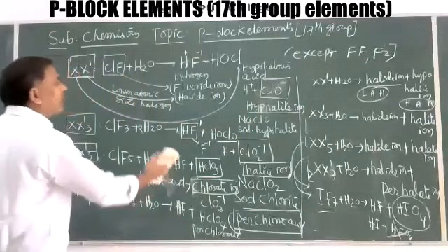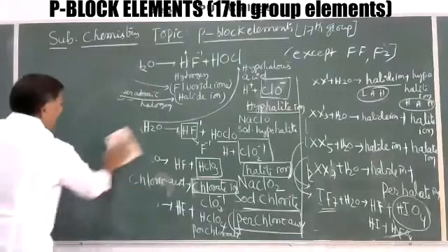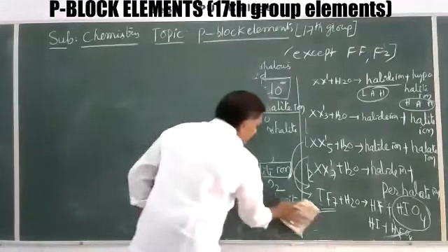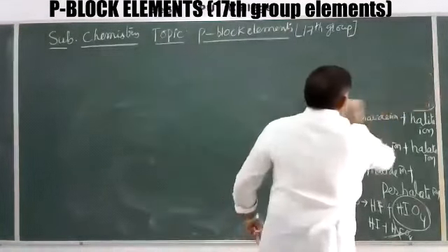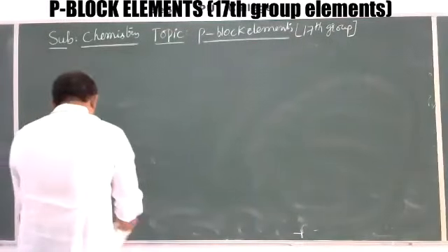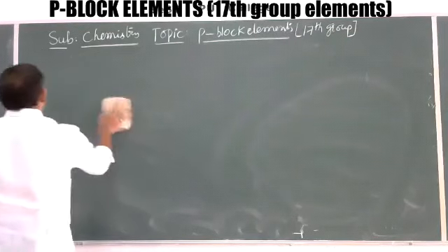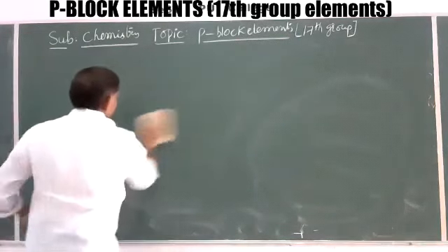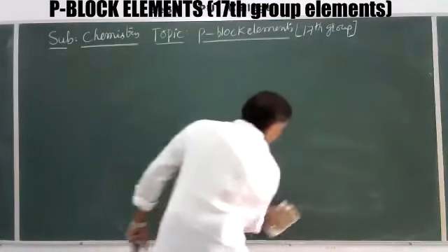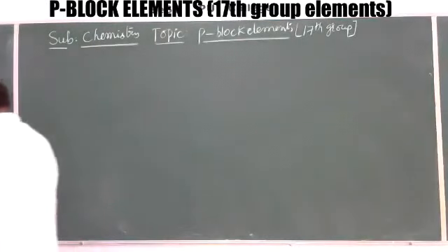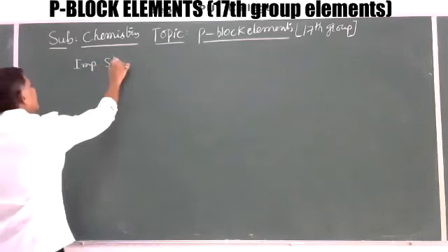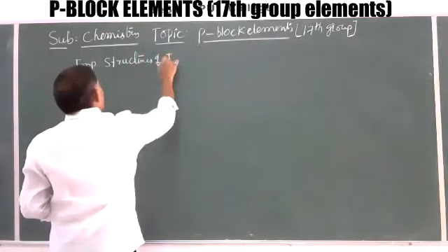Very important. So after the physical and chemical properties of interhalogen compounds, the last simple concept is the important structures of these different types of interhalogen compounds.